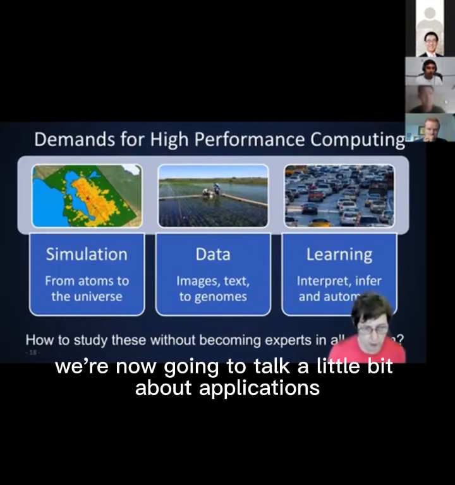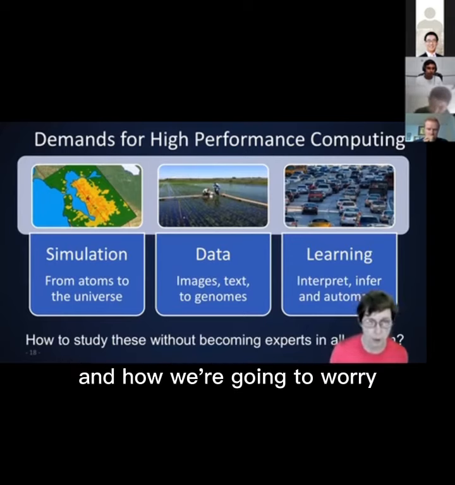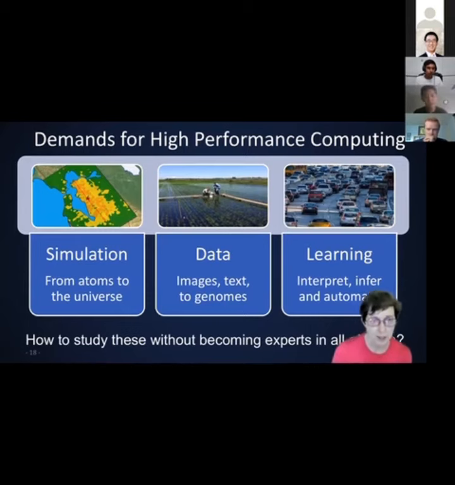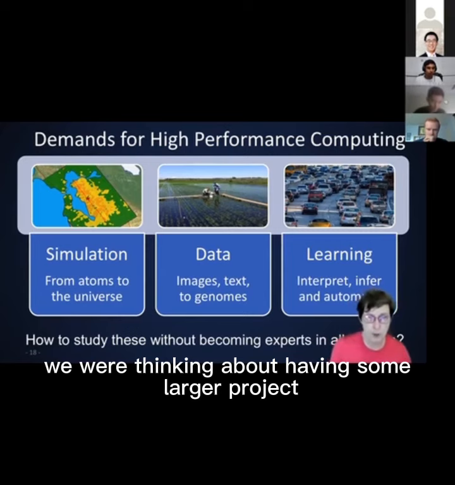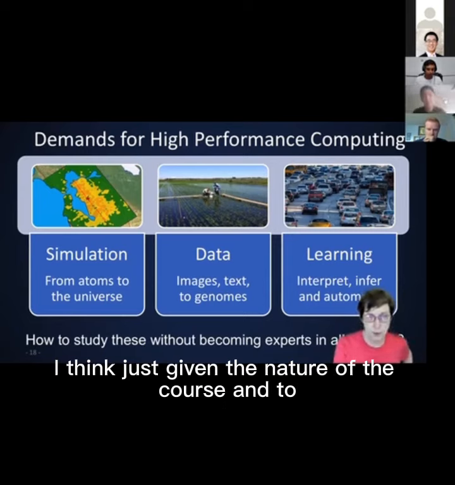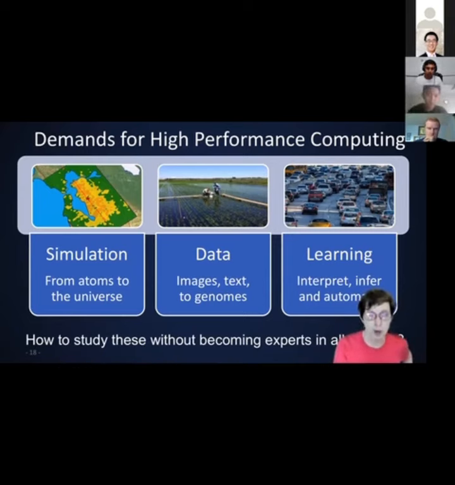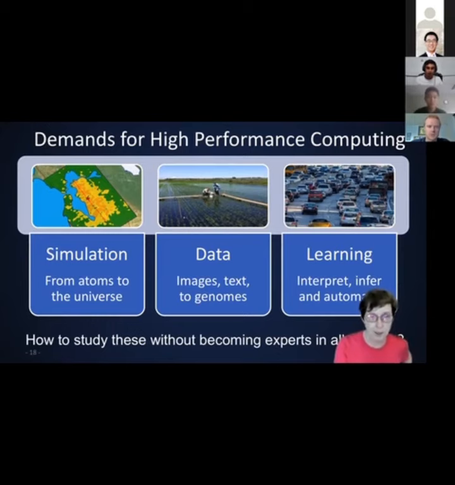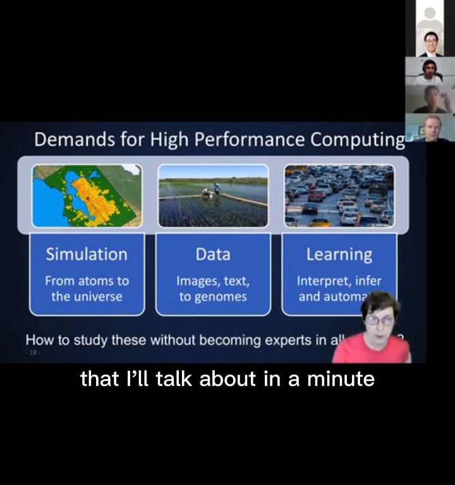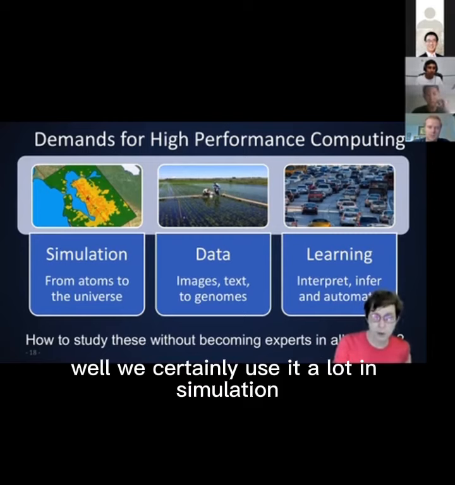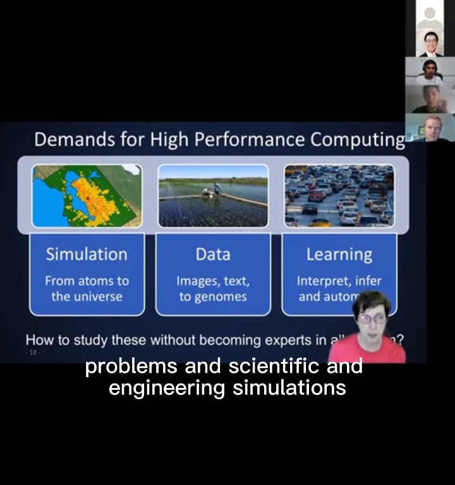I'm now going to talk a little bit about applications and how we're going to look at applications in this course. I think even early on when Ben and I started talking about developing this course, we were thinking about having some larger project in which you would work on one of these large application problems. Given the nature of the course, and to give you experience with a larger range of algorithms, and to have you spend more of your time hopefully doing interesting work rather than dealing with monstrous pieces of code, we decided to have you work on some of the kernels that I'll talk about in a minute. So, where are the places that people need very high performance? Well, we certainly use it a lot in simulation problems and scientific and engineering simulations.